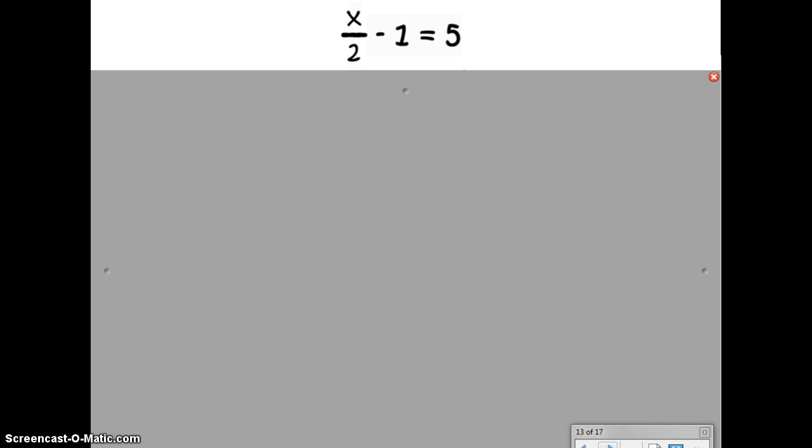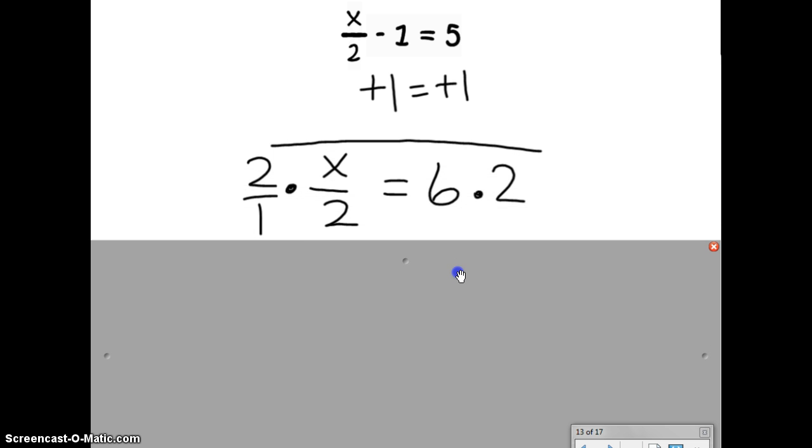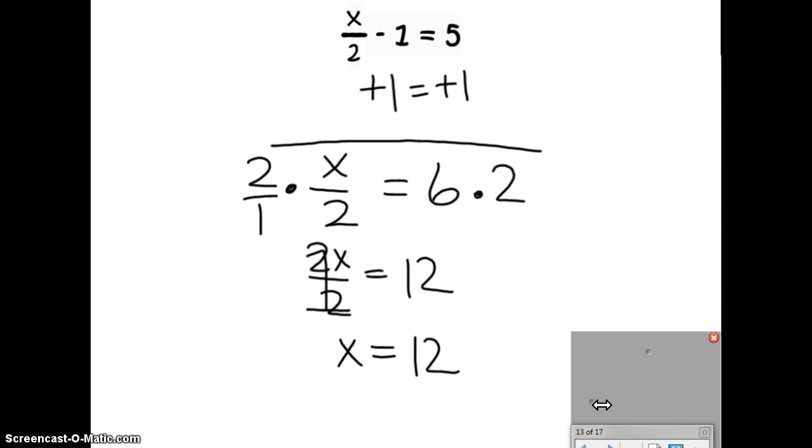x over 2 minus 1 equals 5. Our first job is to add 1 to both sides. x divided by 2 equals 6. The opposite of dividing by 2 is to multiply by 2. I multiply by 2 on both sides. 2x over 2 simplifies down to 1x. 6 times 2 is 12. The value for my x is 12.